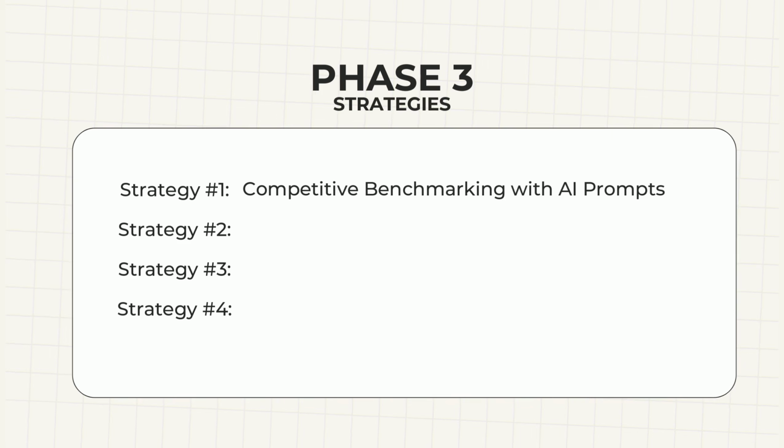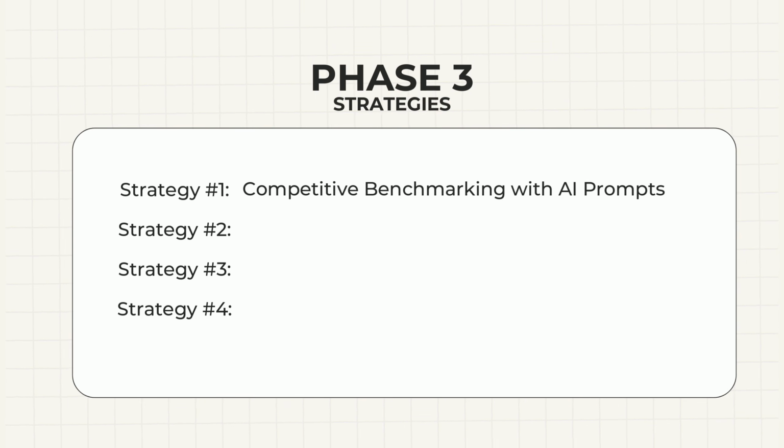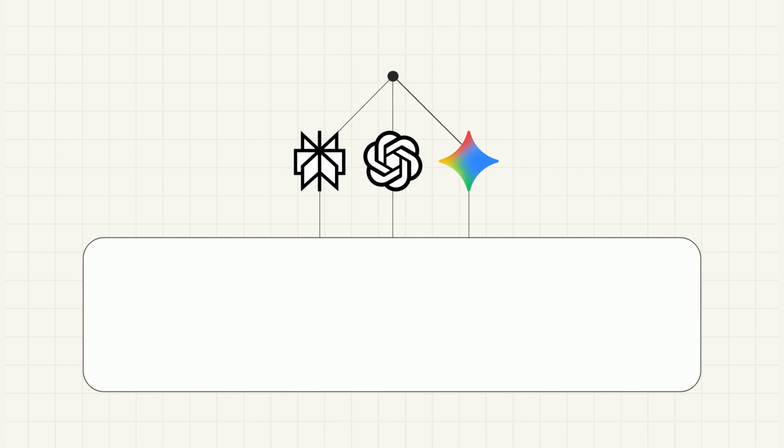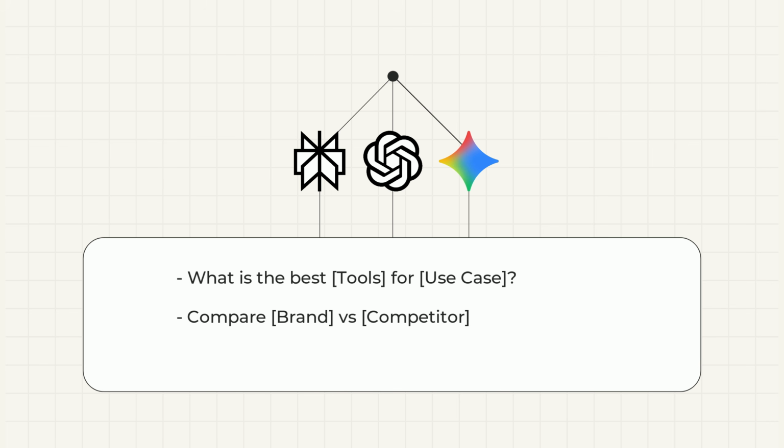The first strategy in this phase is competitive benchmarking with AI prompts. You will go to ChatGPT, Perplexity, and Gemini and run the same category prompts across all three, like what are the best category tools for use case, compare brand versus competitor, what are the strengths and weaknesses of brand. Take note of what the AI says.